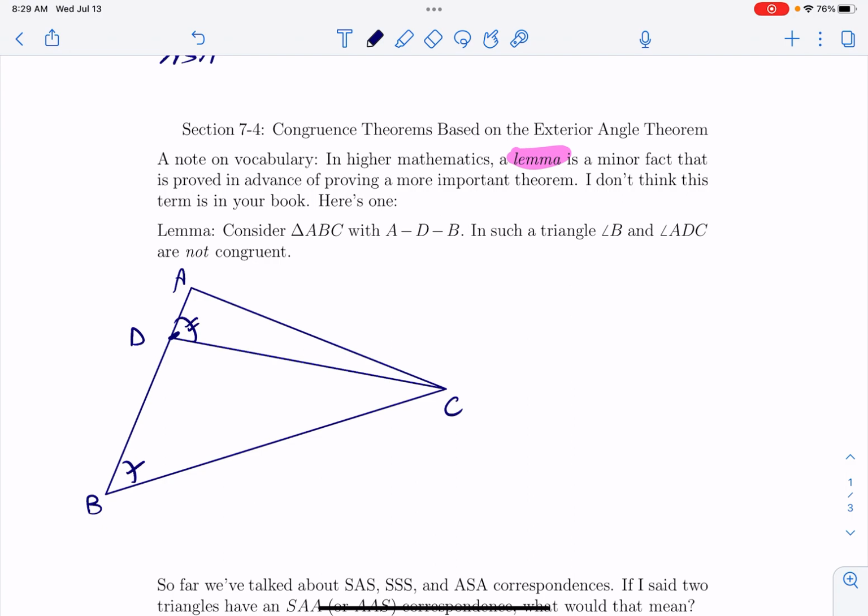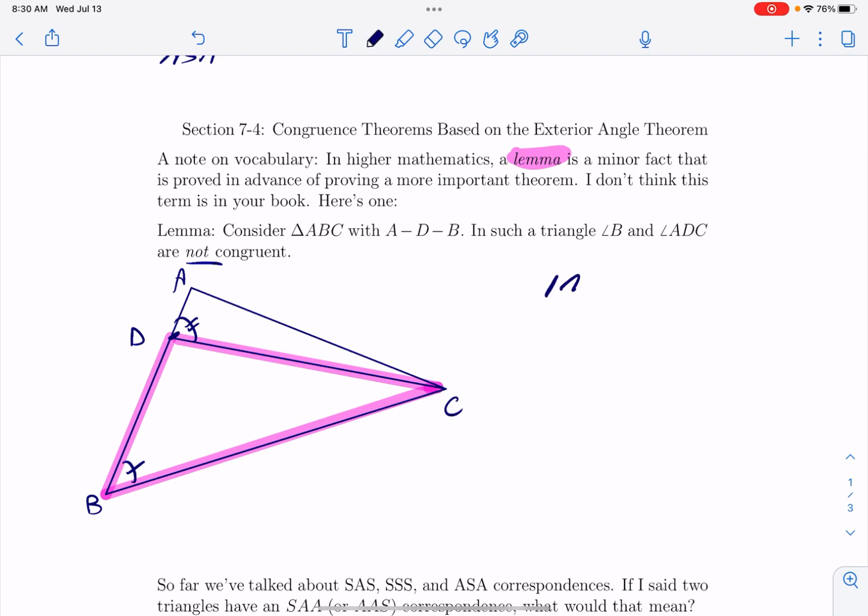We just learned the exterior angle theorem. So let's focus on triangle BDC. Focusing on that pink triangle, we can see that angle ADC is an exterior angle. Angle B is a remote interior angle. So we know that this exterior angle is bigger than this remote interior angle, which means they're not congruent. All we really need here is that they're not congruent, but we actually know which is bigger.